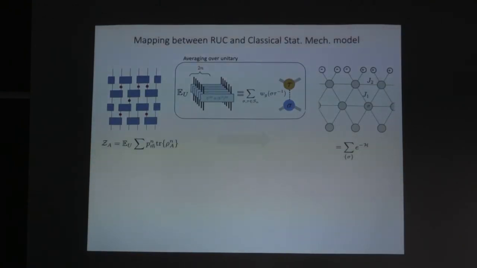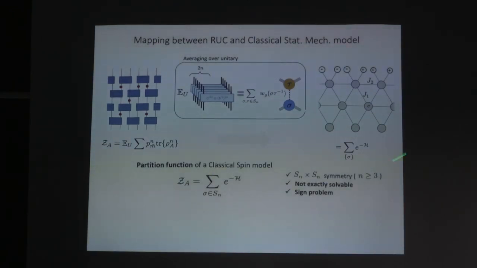Okay, the generalization to n is the same. You use this identity, the unitary t-design property, to map to the spin model. Now the Ising variables are replaced by a classical variable that enumerates the elements of the S_n group, the permutation group. And everything remains the same, except that the final spin model does not necessarily have a positive weight all the time. It has a sign problem. And exactly solving it, even numerically, is not necessarily easy. But this problem can be resolved under a certain limit.